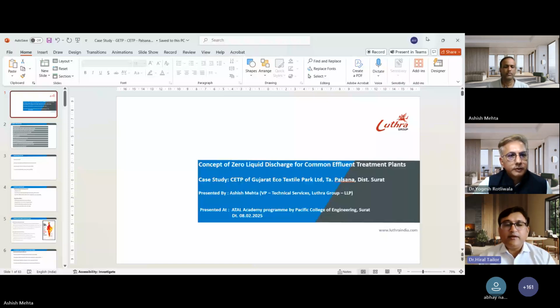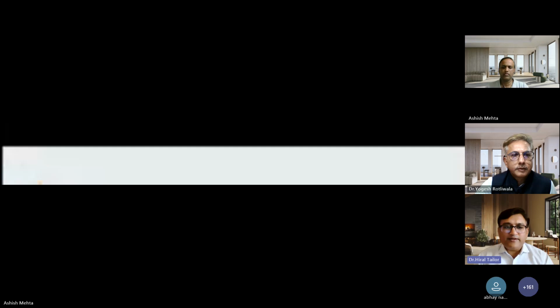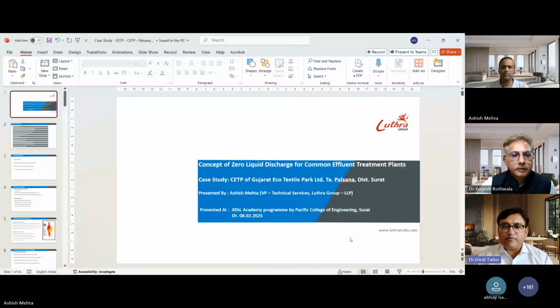Ashish Mehta, sir. Sir is currently working as a Vice President Technical Services at Luthra Group of Industries. He is a professional with over 2 decades of experience in the field of environmental engineering. Sir has done a bachelor's degree in chemical engineering from Shivaji University, MTech in environmental engineering technology from BITS Pilani, a postgraduate degree in business management from IIM Calcutta, and a postgraduate program in environment, health and safety from UPES Dehradun.